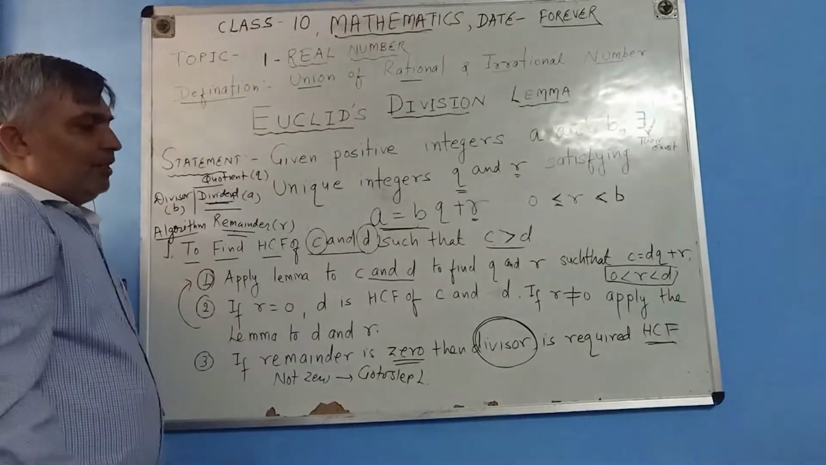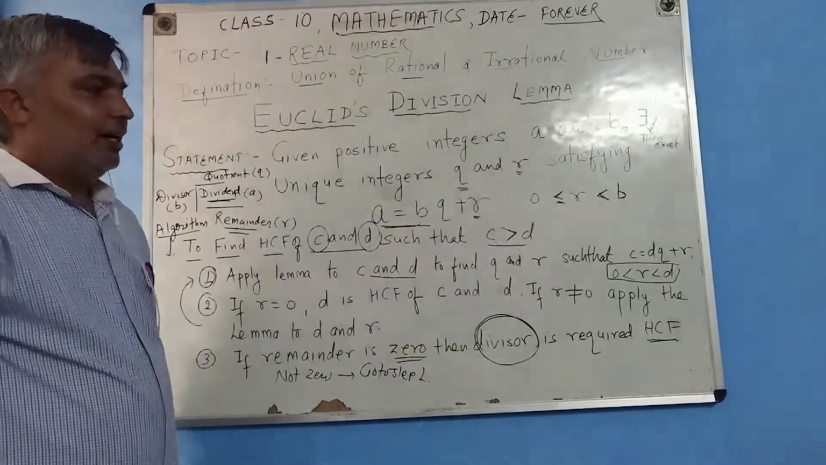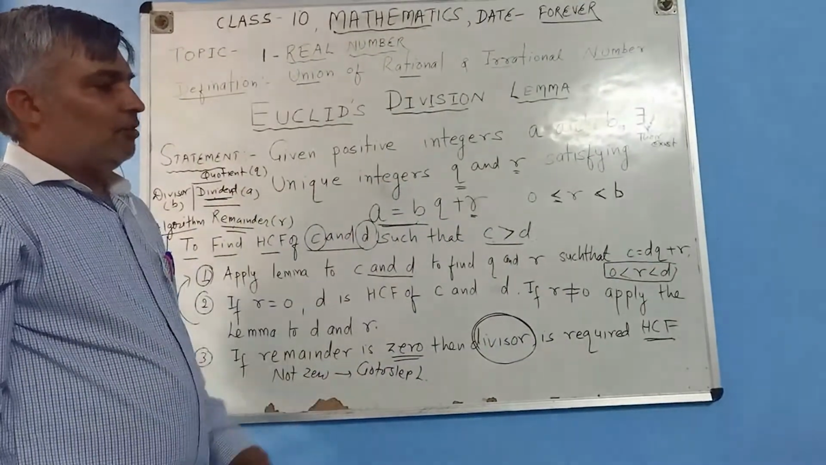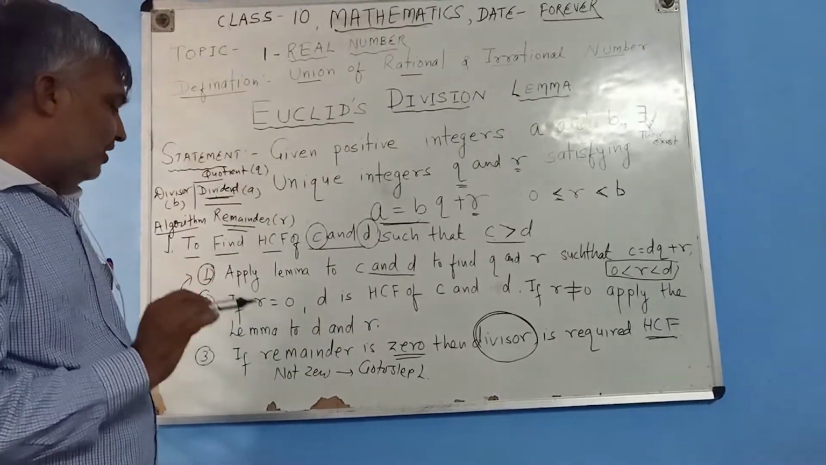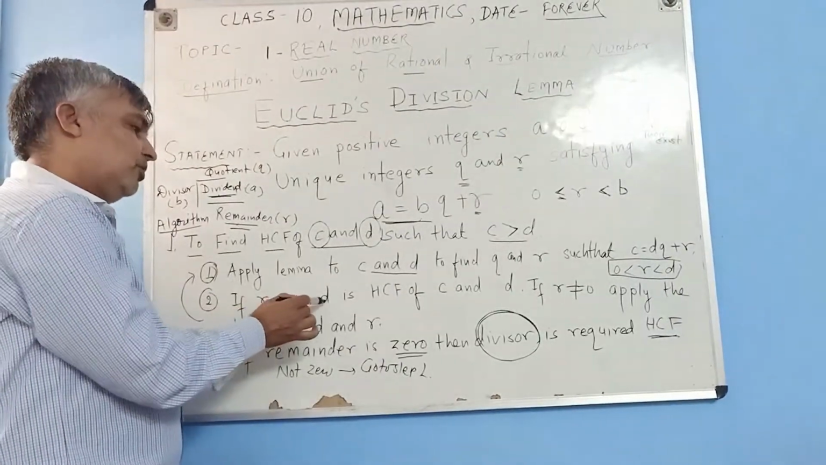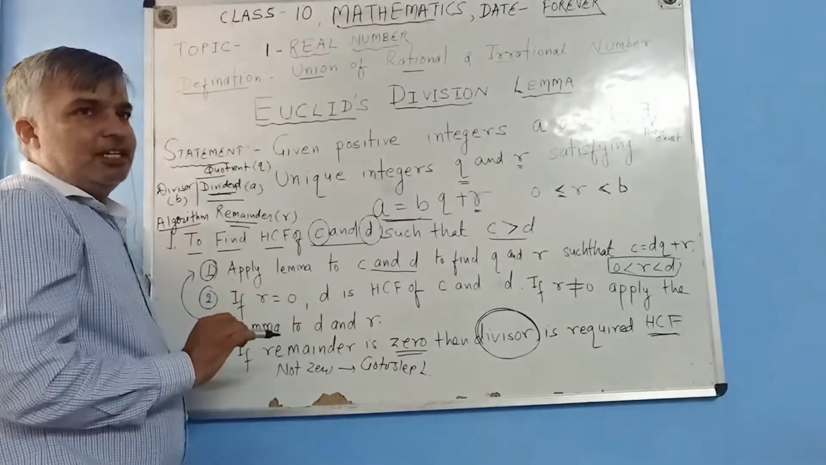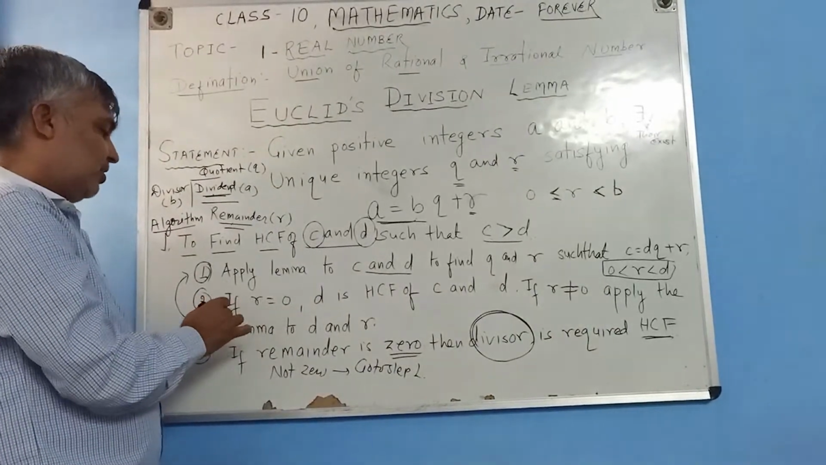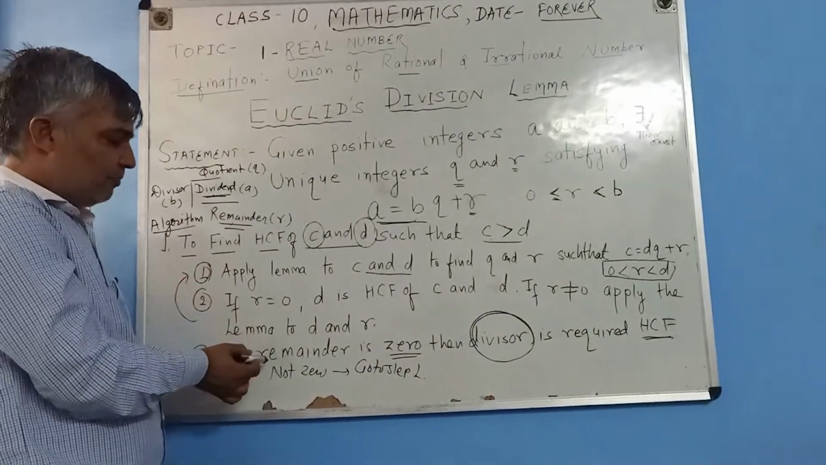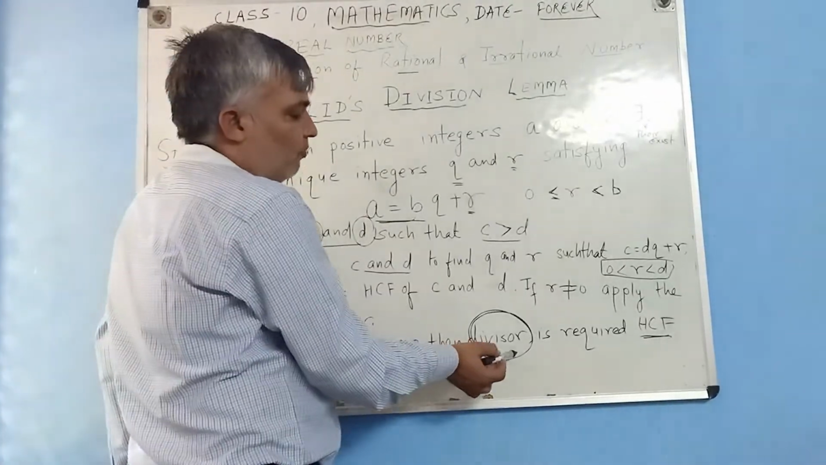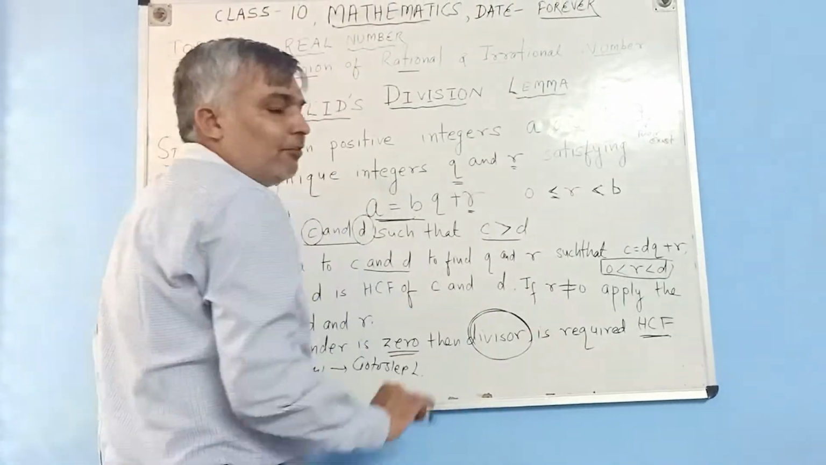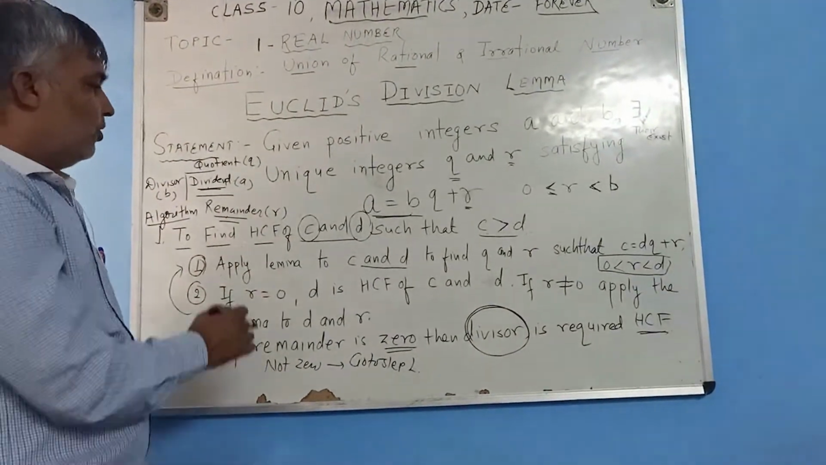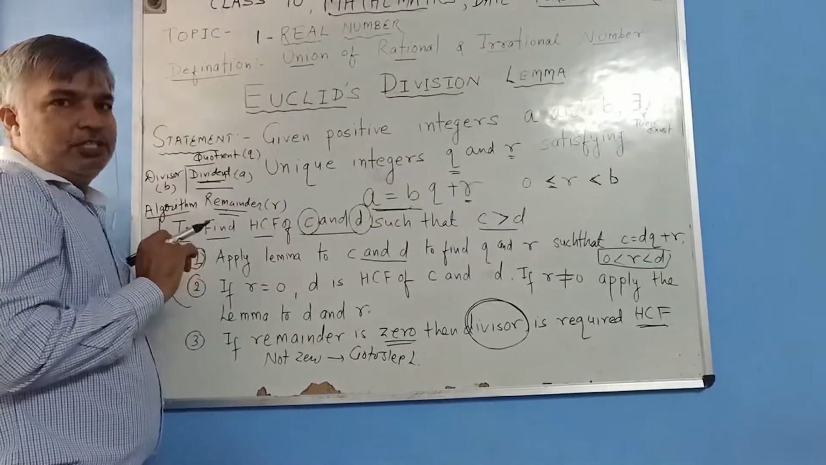Then we apply the lemma to C and D to find Q and R such that C equals DQ plus R, where R is greater than or equal to 0 and less than D. If R equals 0, then D is the HCF of C and D. If R is not equal to 0, then we shall apply the lemma to D and R. It means we shall go to step first. If the remainder becomes 0, then whatever the divisor of the last step is, it is our required HCF. This is a method to find the HCF of any two numbers with the help of Euclid's division lemma.